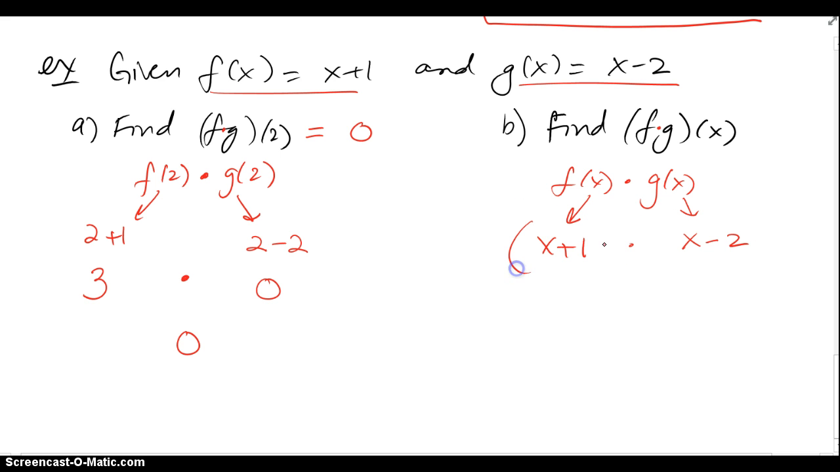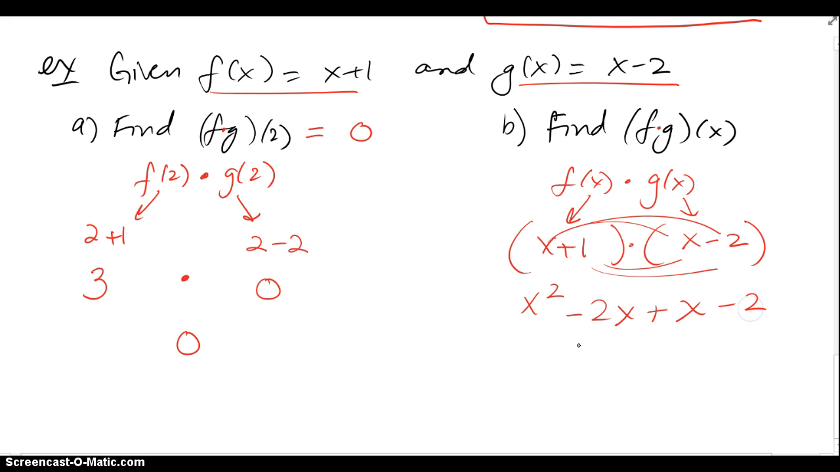So if I have two binomials, I better enclose them in parentheses. Then I go about my business and I distribute. That gives me x squared minus 2x plus 1x minus 2. Combine like terms, x squared minus 1x when I combine the negative 2 and the 1, minus 2. And there's our product function, f times g of x.